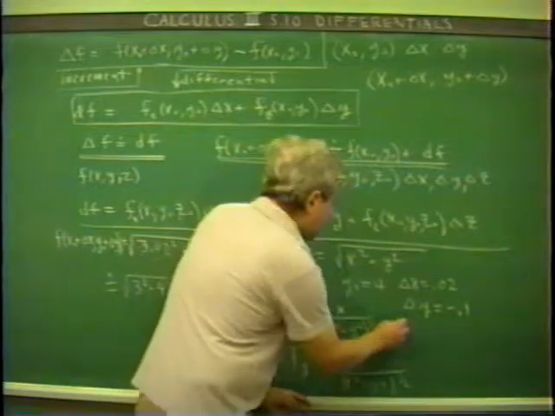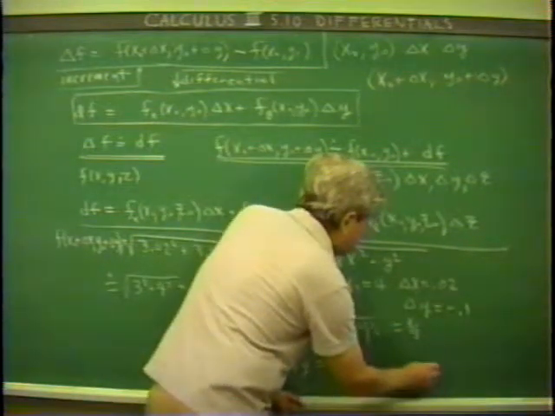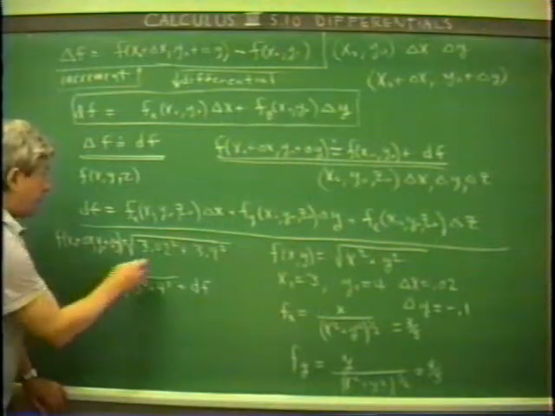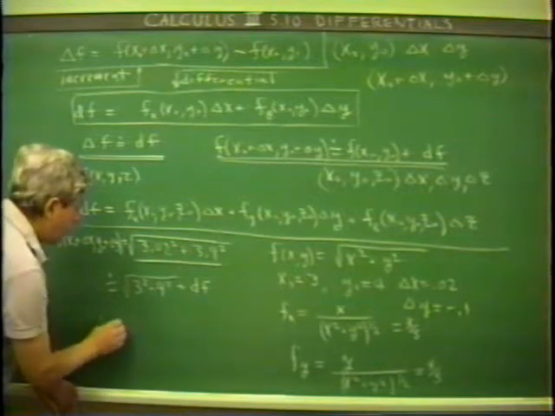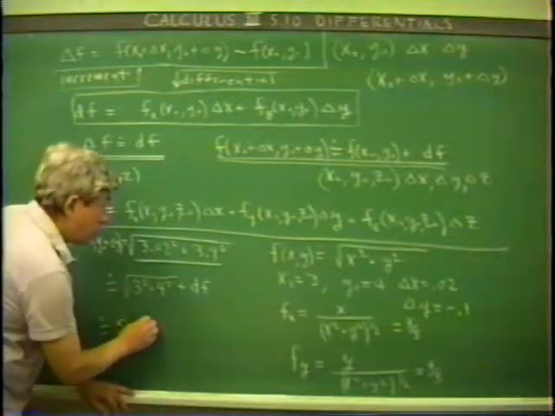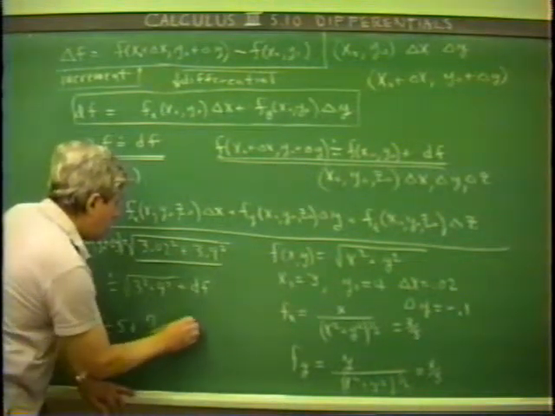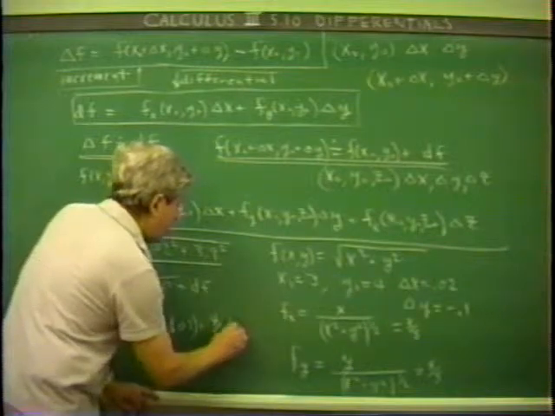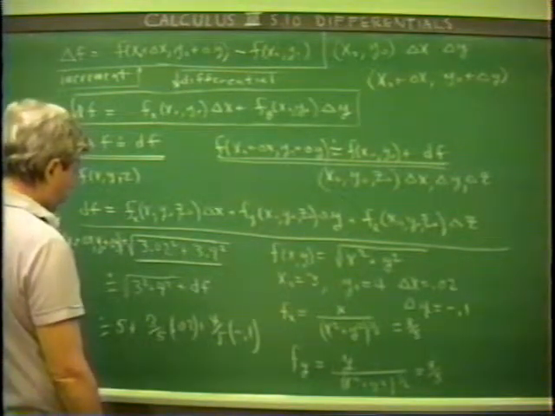At the point we're interested in, and the point was chosen for ease in calculations, 3 squared plus 4 squared is 5 squared, so that we end up with 3/5 for the partial with respect to x at the point we're interested in, and 4/5 for the partial with respect to y. So the value of this number right here is approximately equal to the square root of 3 squared plus 4 squared, which is 5, plus the partial with respect to x, which is 3/5, times delta x, which is 0.02, plus the partial with respect to y, which is 4/5, times delta y, which is minus 0.1.